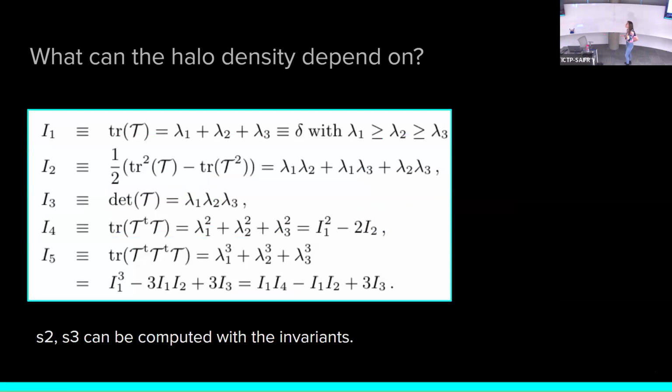Then you can also compute quantities like S2, S3, these contractions of these tensors with invariants of the tidal field tensor. You compute the eigenvalues of the tidal field tensor, and you can generate these invariant quantities, which are combinations of the eigenvalues. I'm not showing here exactly how to combine them to obtain the quantities, but you can do that. There are some works showing this. And it would be important for a later discussion, so I wanted to comment on this at this point.